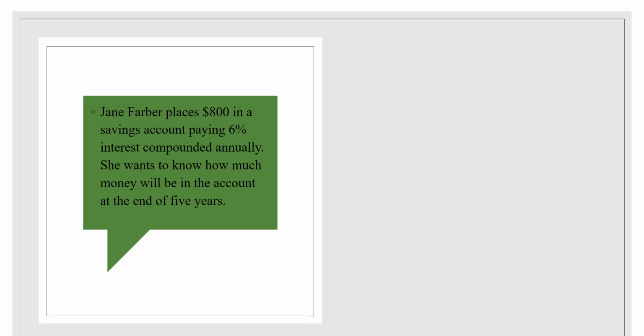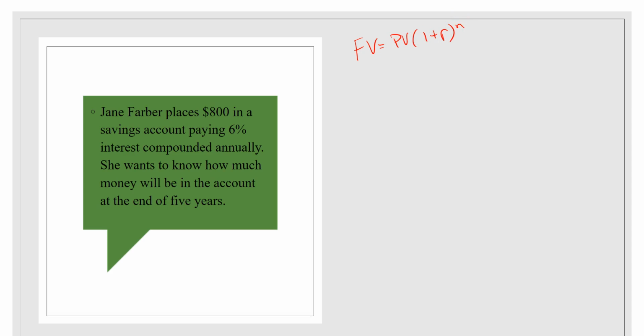So let's do an example. Jane puts $800 into a savings account. That account pays 6% interest compounded annually, so the interest is added to the principal once per year. How much money will she have in her account at the end of 5 years? So remember, we have this equation. Future value is equal to present value times 1 plus the rate raised to the number of years.